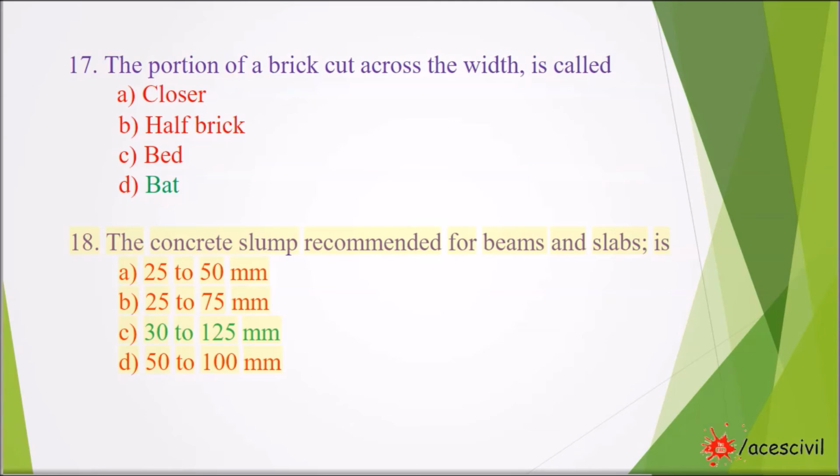18. The concrete slump recommended for beams and slabs is: a. 25 to 50 mm. b. 25 to 75 mm. c. 30 to 125 mm. d. 50 to 100 mm.